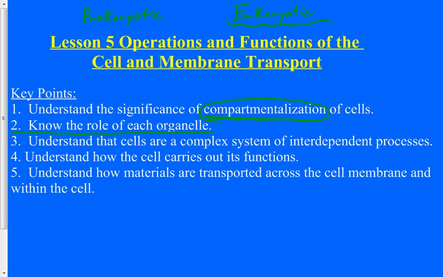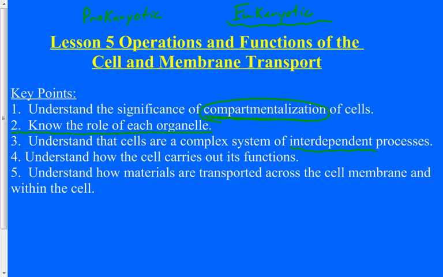Understand that cells are a complex system of interdependent processes. What does interdependent mean? They depend on each other, but not just on each other. If one part of the cycle breaks down, it doesn't just affect the next thing in line. It affects everything beyond that, and possibly even processes that go on behind that process. Interdependent means any cog in the wheel breaks, the whole wheel stops turning.